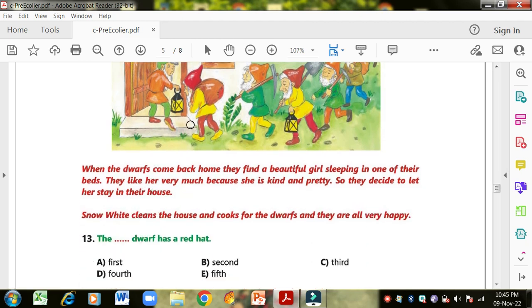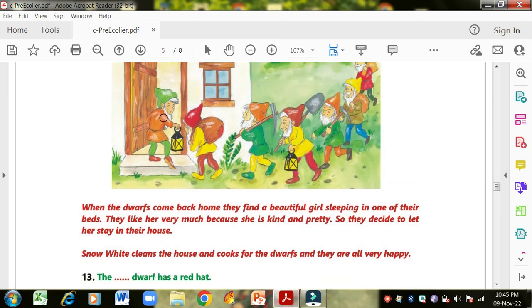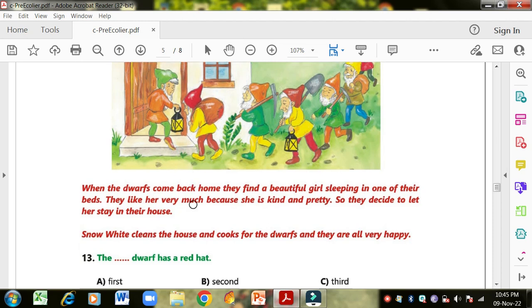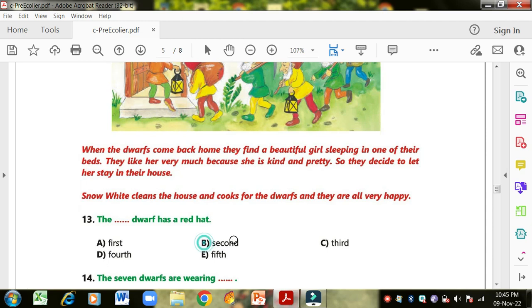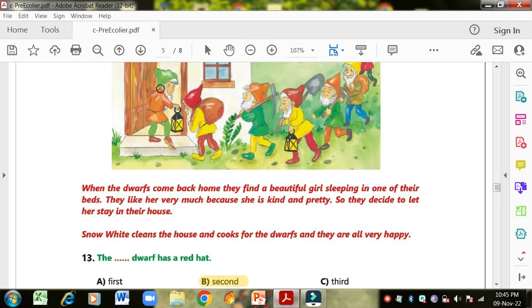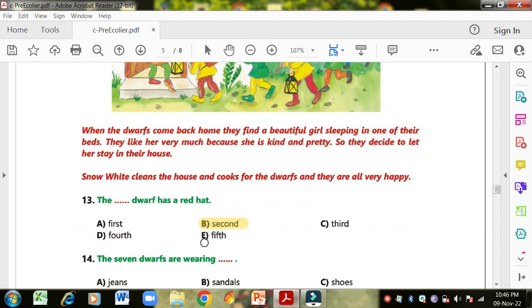The answer will be the second. See, this is the first dwarf, and it is not wearing a green hat. So the second answer is correct. Because the second dwarf is wearing it, you cannot write the first dwarf, because the first is this one who is having a lantern in his hand. So this is the first one and this is the second one. So the second option is correct.